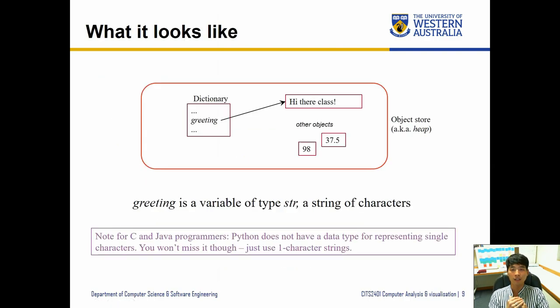So what is happening inside our memory space when we create this variable called greeting with string literal hello? As you know, when we create a variable, it will be added into our dictionary. In this lecture example, it says hi there class. A string literal will be created inside a heap, and my variable will store the address of this string literal, which is represented by this arrow here. Inside the dictionary, I have the variable and the address it is pointing at. Possibly there are some other objects floating in the heap, which may or may not be referenced by other variable names. So greeting is a variable of type string, a string of characters.